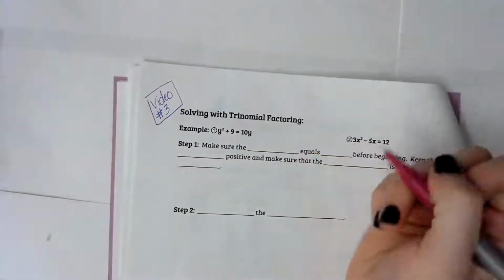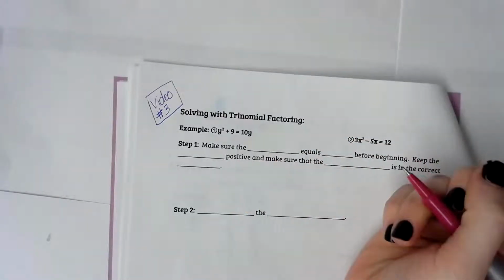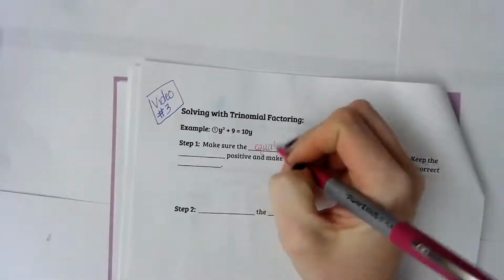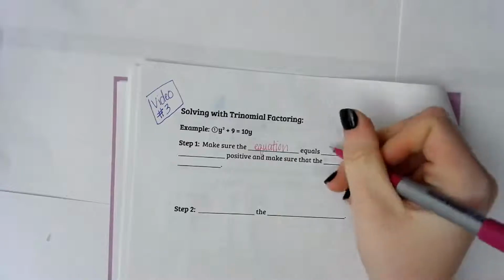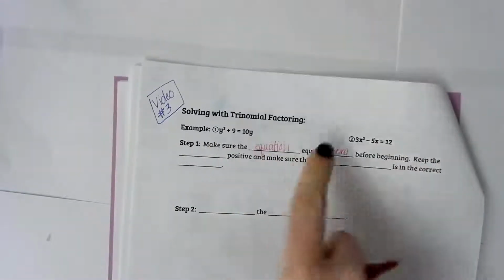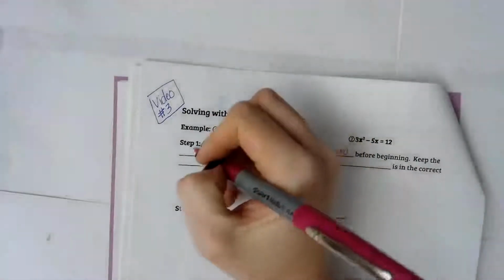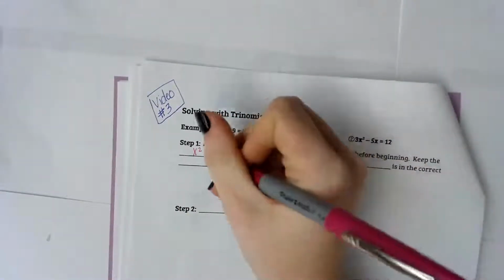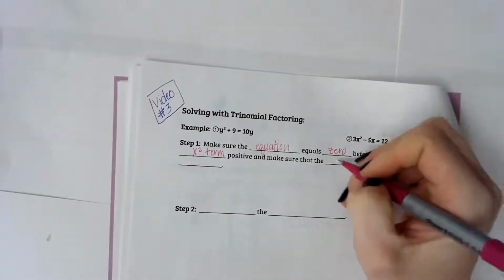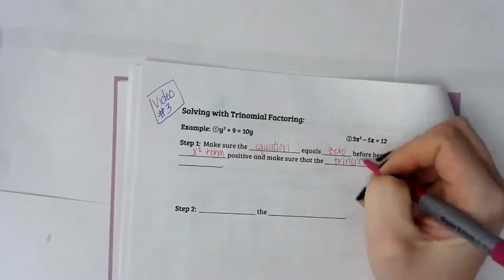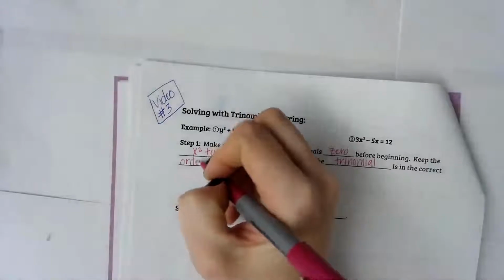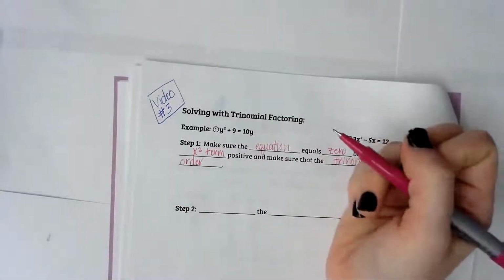So, when you are solving, again, this shouldn't be any surprise, but you want to make sure that the equation equals 0 before beginning. Now we have two examples up here. And make sure that you keep your x squared term positive. And make sure that the trinomial is in the correct order. So that's descending order by exponent.